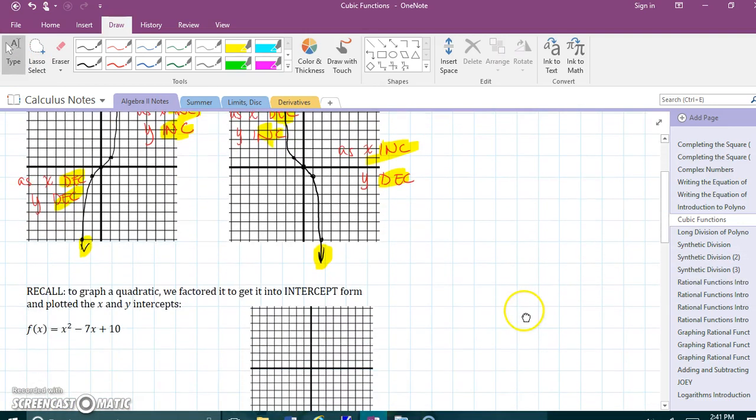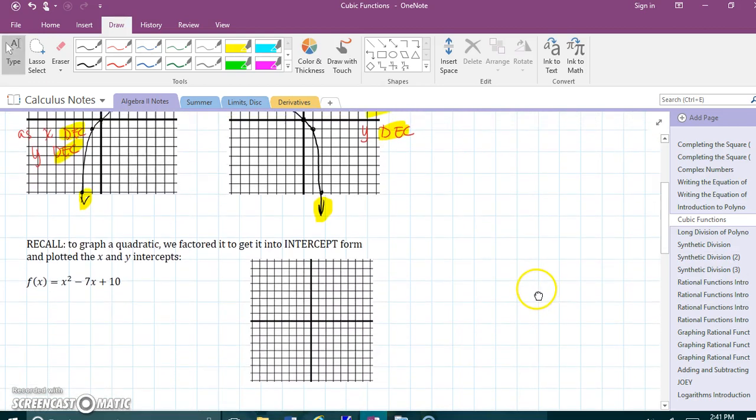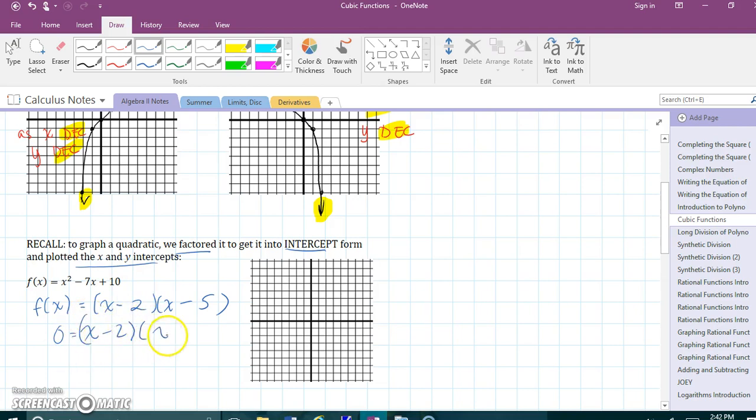So let's talk about how we're actually going to graph a cubic that's not just the plain old parent. Let's take a look at a quadratic here just to remind ourselves what we did, because it's a really similar idea for a cubic. If I had a quadratic like this, we would factor it first to get into intercept form. Negative 5 and negative 2 multiply to 10 and add to negative 7. And we set this to 0, so we get the x-intercepts 2 and 5.